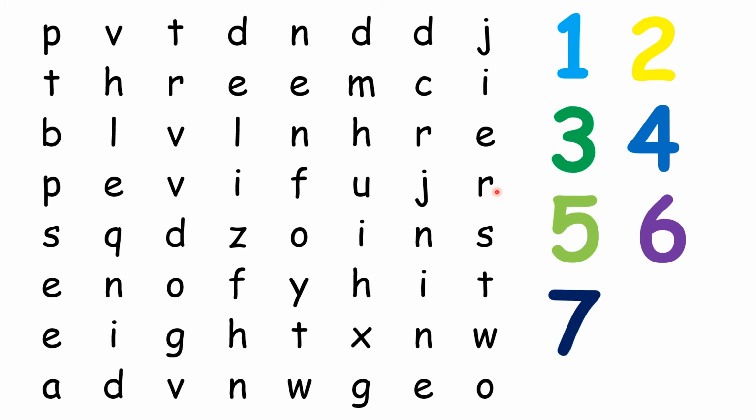Okay, next number is 7. 7. S E V E N. Again, S E V E N. Number 7. Where is the 7? So we want to find an S. Okay, here is S. Is there an E? No E. So, no. S E V E N. Maybe here. S E, no E. No, no, no. S E V E N. 7. Very good.